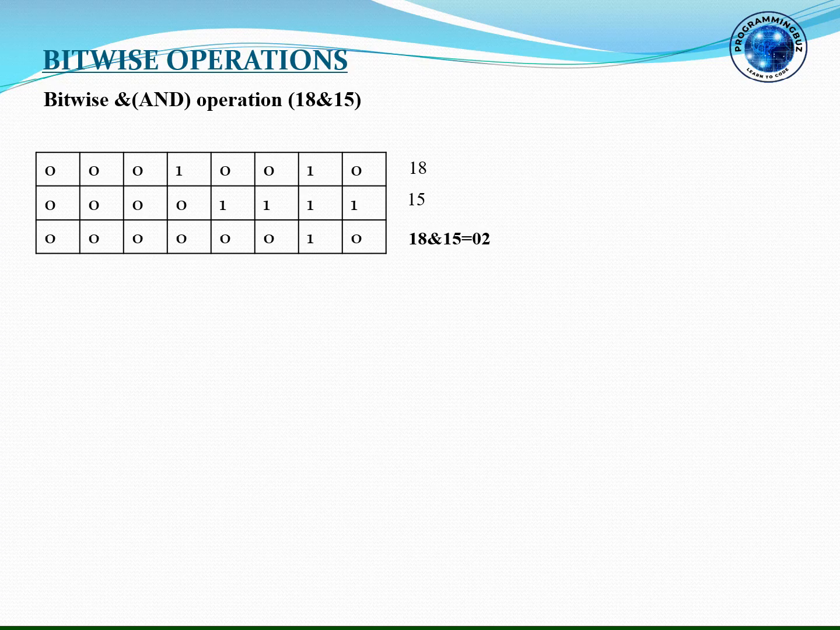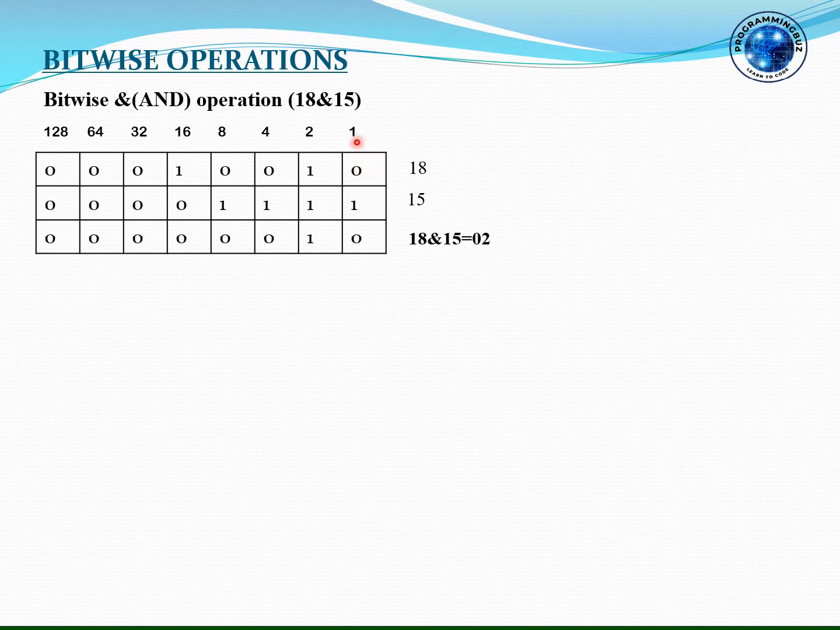Let us see the different bitwise operations. First we will see the bitwise AND operation, and for example here we will be doing the AND of numbers 18 and 15. Let us see how this is done. This is the binary representation of the decimal integer number 18. If you don't know how this binary number is represented in decimal, let us see this.